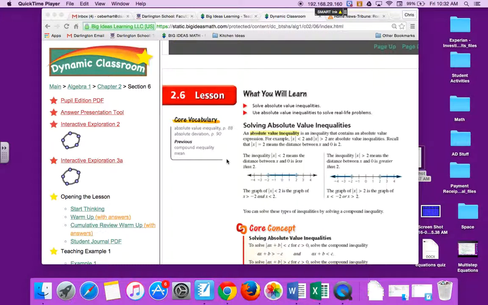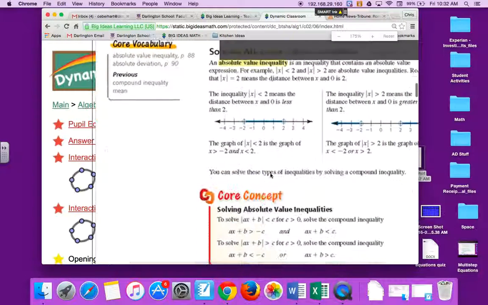Alright, this lesson is all about solving absolute value inequalities. It's going to be very similar to solving absolute value equations. The only difference is our rules for inequalities, just to highlight some different things.